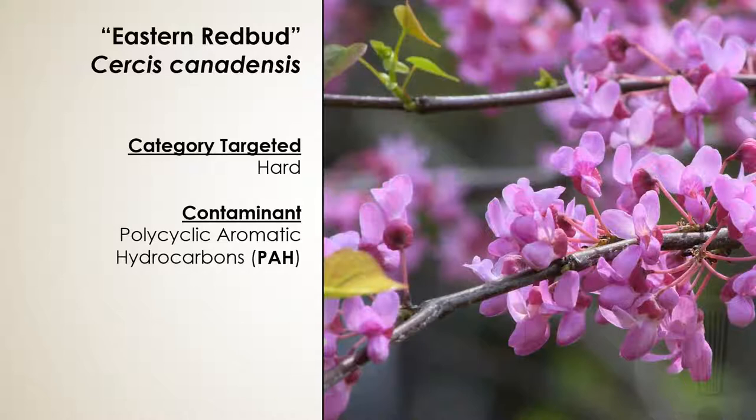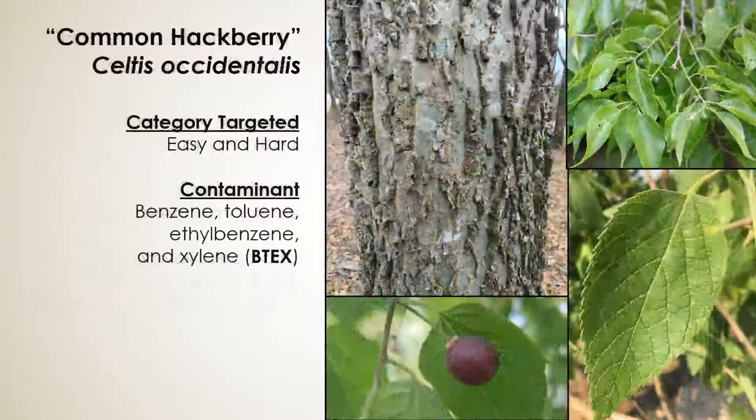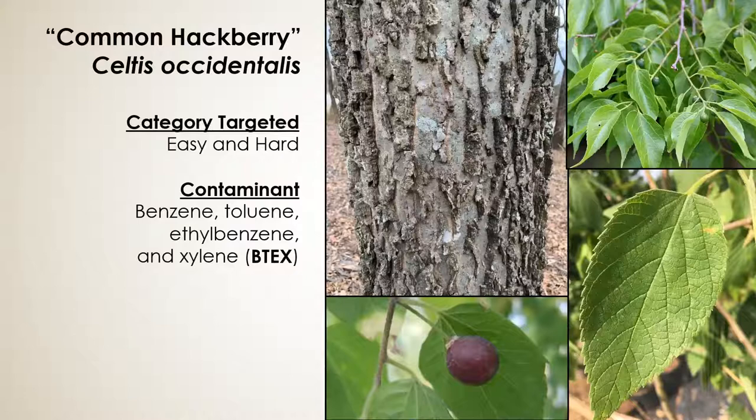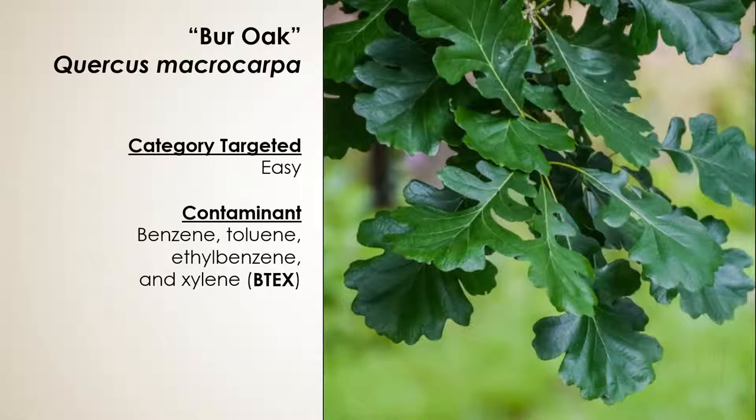Eastern redbud, those flowers are edible, taste just like sweet peas. It blooms before the leaves are on any of the trees in the forest, usually April in this region. Eastern cottonwood. Common hackberry. And red mulberry. If anybody's ever picked red mulberries off of a tree, I can tell you it stains your fingers purple. So there's no hiding what you've been doing after that. Burr oak, Quercus macrocarpa. This is the one that produces a really large acorn.